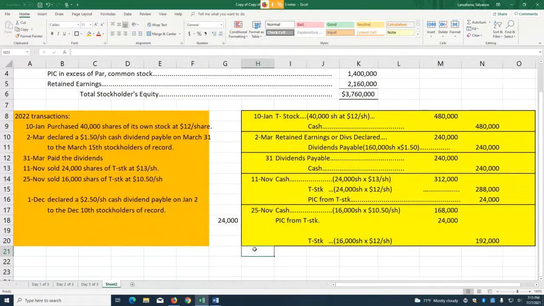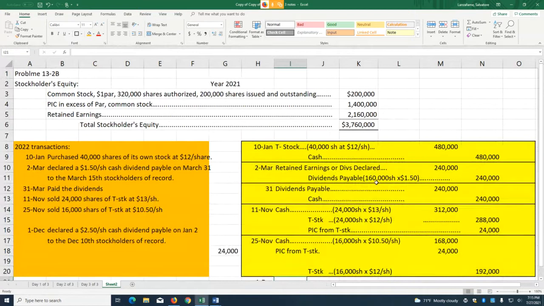So now it's December 1st. There's no other ones I missed, is there? Okay. So now on December 1st, we declared a $2.50 per share cash dividend on January 2nd to the people who own the stock on December 10th. So that means all that treasury stock that we put back in circulation is now basically owned by people. So the original 40 is now back in the people's hands. We were down to 160, and now the whole 40 is back. So we're back up to 200,000.